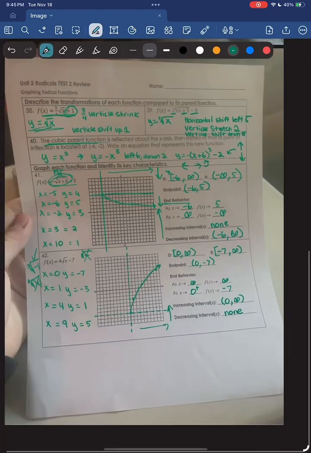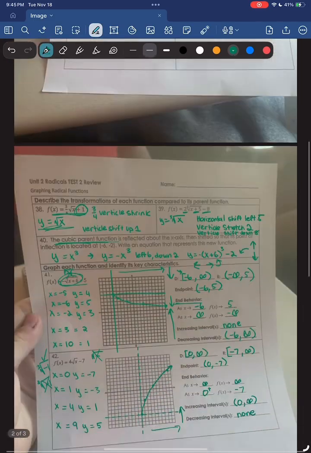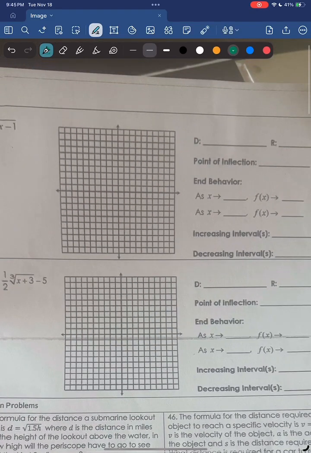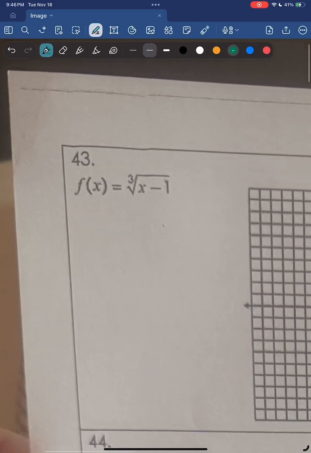So now we're gonna move on to up here, 43. So now this is an example where you can have negative numbers under the graph here. So let's see, we have a cube root function that's going to be shifted to the right one, right? Because remember that horizontal shift happens under the root and it's opposite to what you'd think it would be. So it would be to the right.